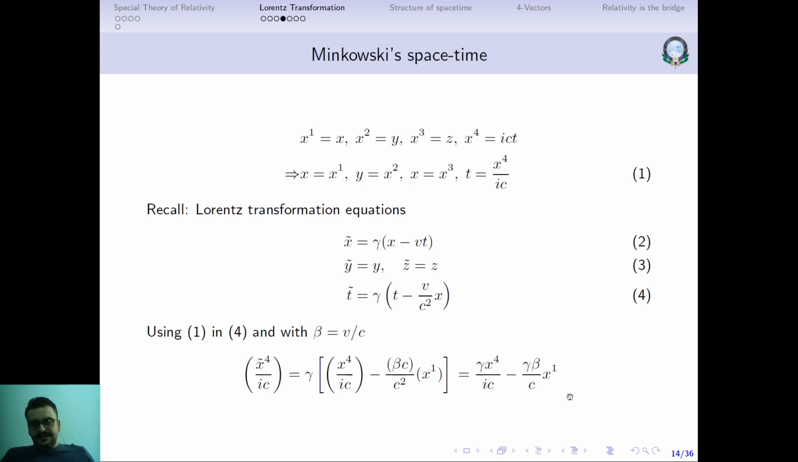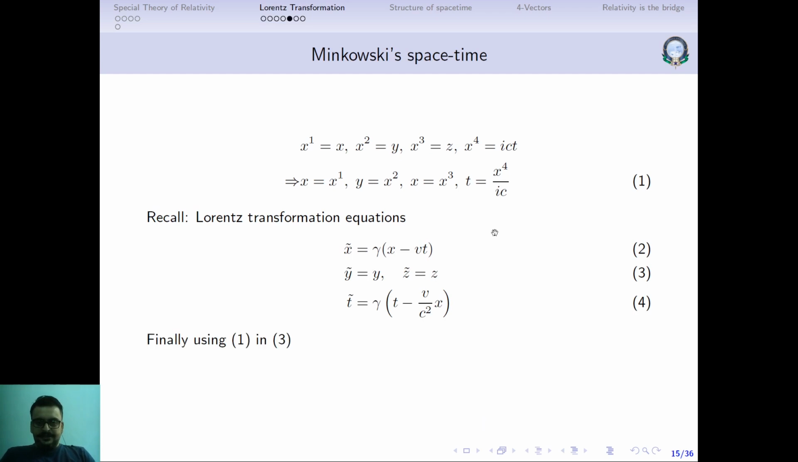Now multiply this throughout by ic, and when I multiply this throughout by ic, we will get x4 tilde equal to, here this x1, multiply this by ic, c will get cancelled, there is an i which will come here, and there is already a minus sign here, so we will get a minus i gamma beta x1, and this ic will get cancelled here when you multiply throughout. Then we'll be left with gamma x4, and again for the sake of completion, x2 and x3 we'll just include with 0 coefficients. So we'll call this equation number 6.